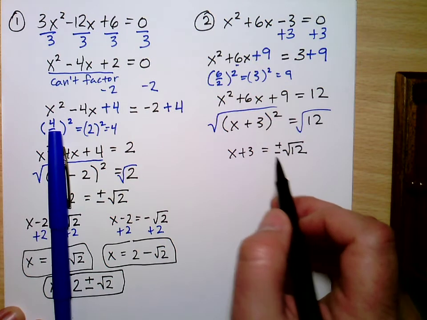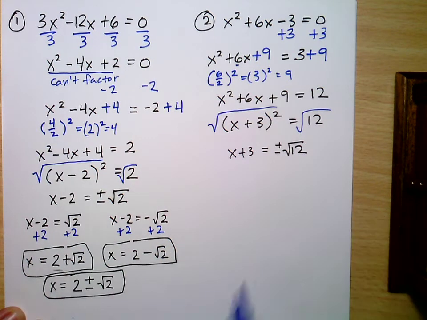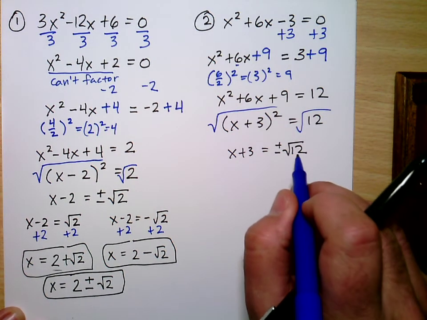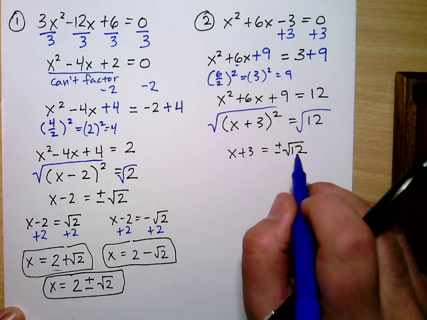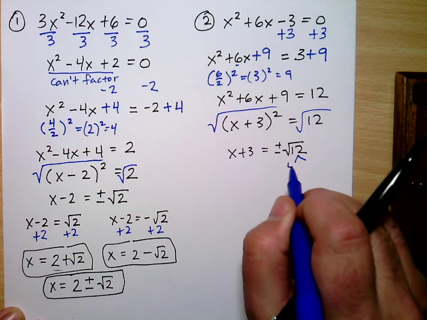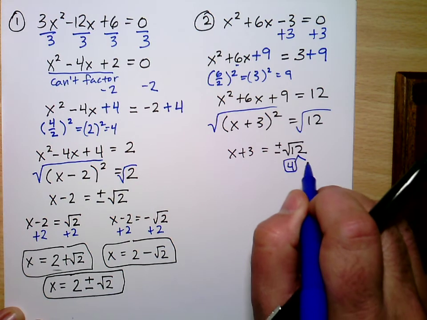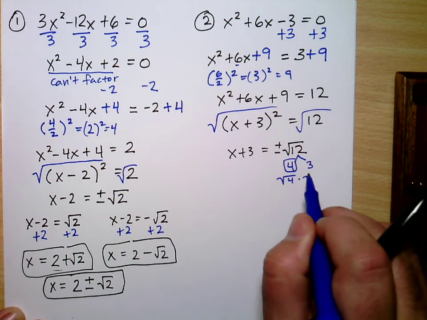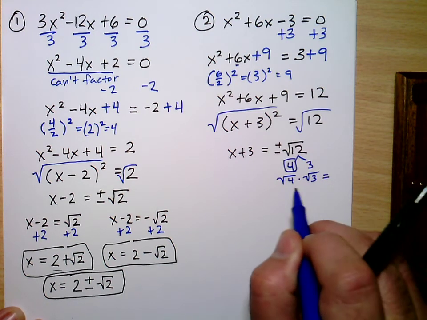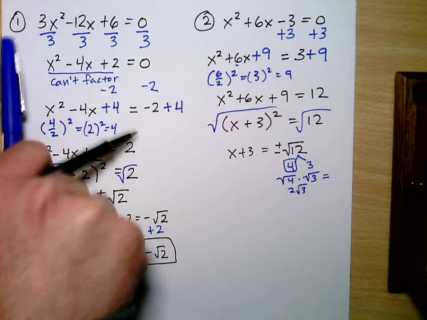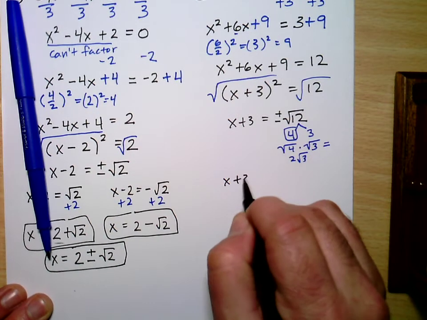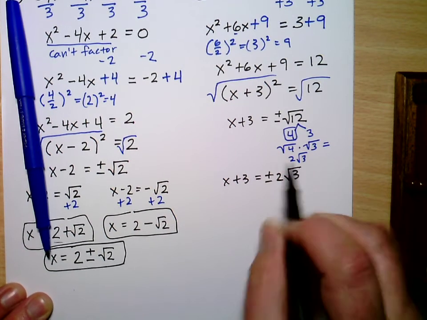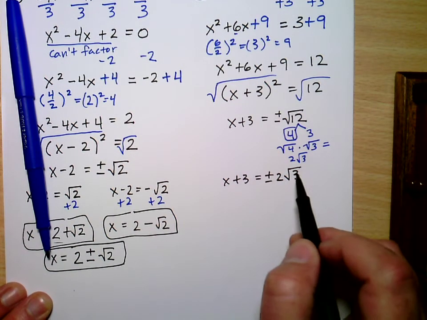And before we continue, I want to simplify, right? I can recognize, and you should recognize, with numbers that are even or bigger numbers, you really want to make sure whether or not you can simplify this. And I can, because this has a factor of 4 in it, which is a perfect square, and a factor of 3. So this is the square root of 4 times the square root of 3, which equals 2 times the square root of 3. So what I have here is x plus 3 equals positive and negative 2 times the square root of 3.